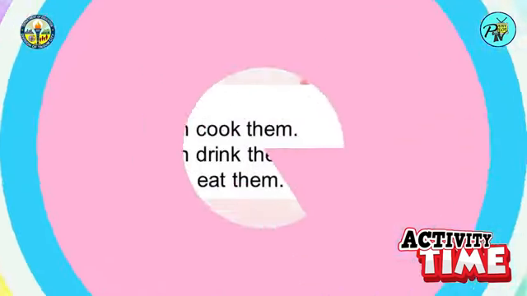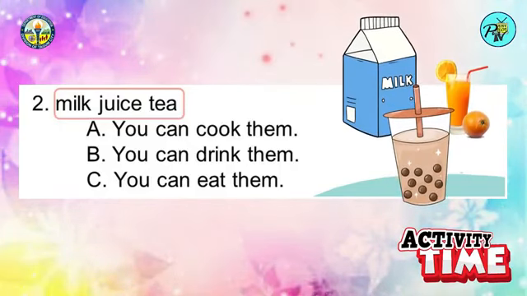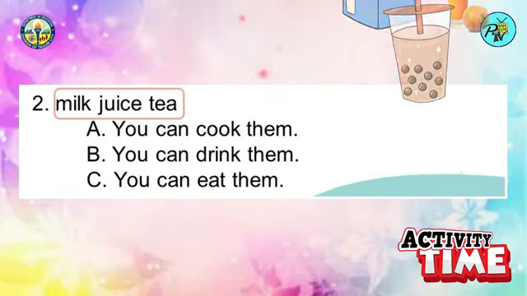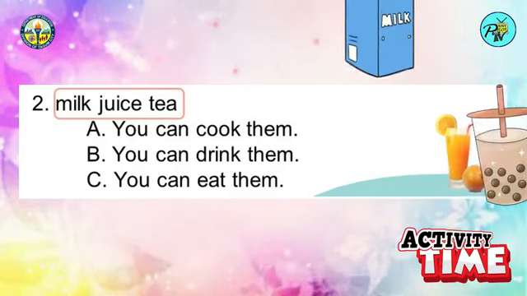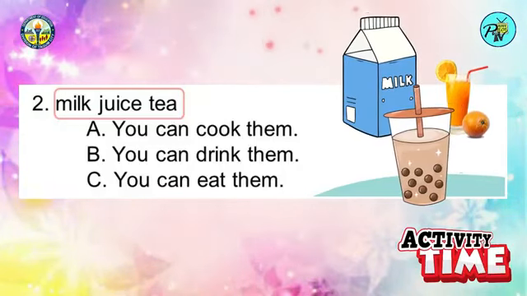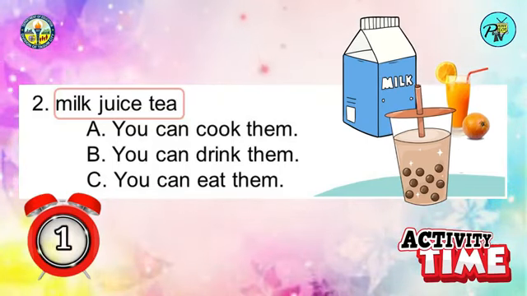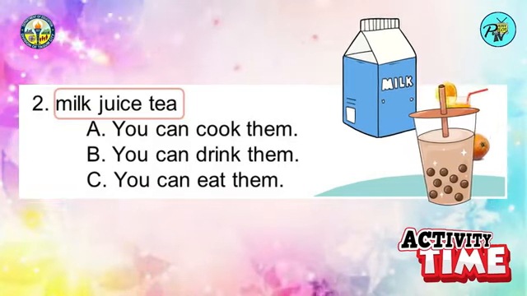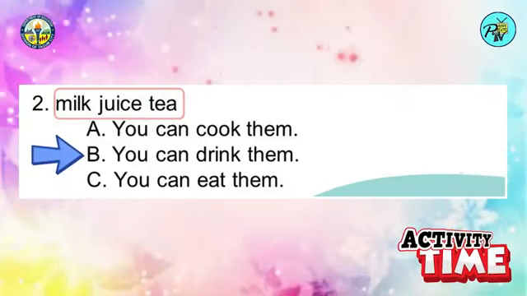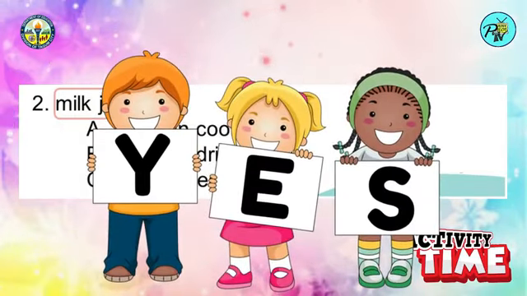Let's proceed to number two. Milk, juice, tea. A. You can cook them. B. You can drink them. C. You can eat them. What do you think is the answer? The correct answer is letter B. You can drink them. Did you get it right? Great job!